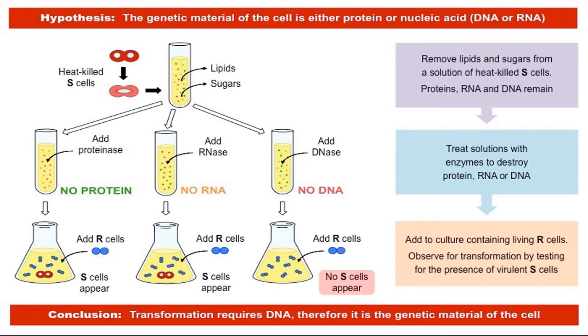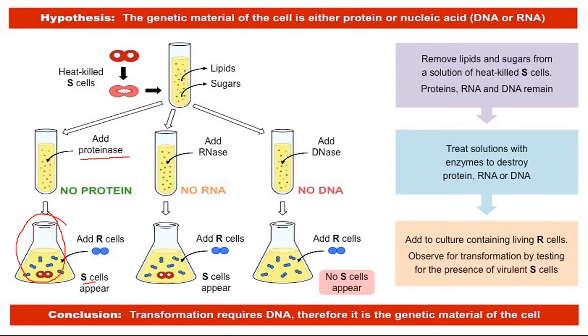So for the no-protein solution, we added enzymes, particularly proteinase. It's a type of enzyme that breaks down protein. Okay? So let me use my pen. So the proteinase destroyed the protein. So the first concoction is a protein-free solution. Then R cells are added to that concoction. After several days, the R cells, or the rough-strain pneumococci, were transformed into S cells, or the smooth strain.